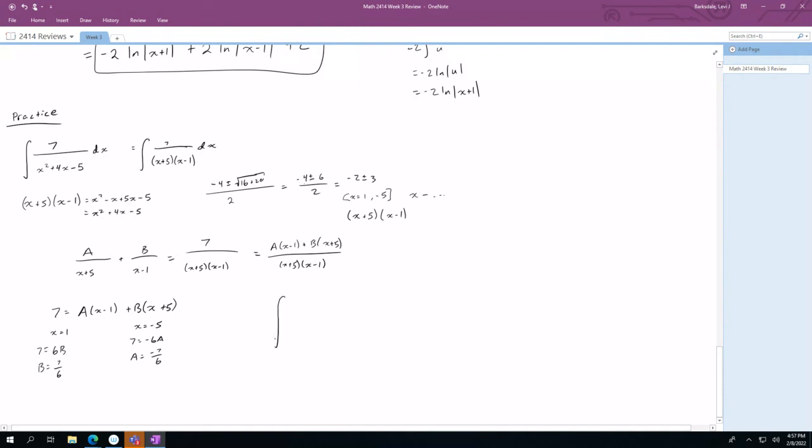And again, I can rewrite my integral now in the form a, which is negative 7 over 6, over x plus 5, plus my b, 7 over 6, over x minus 1, dx. And again, these are fairly simple integrals. We can just use our generic natural log, pull out our negative 7/6 as a coefficient. Similarly, pull out our positive 7/6 as a coefficient.